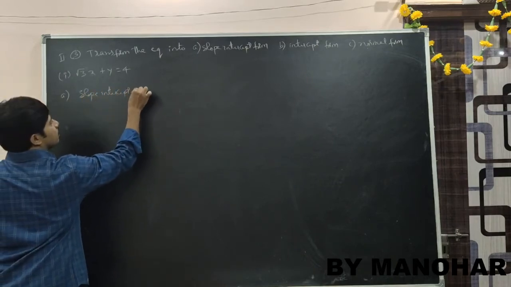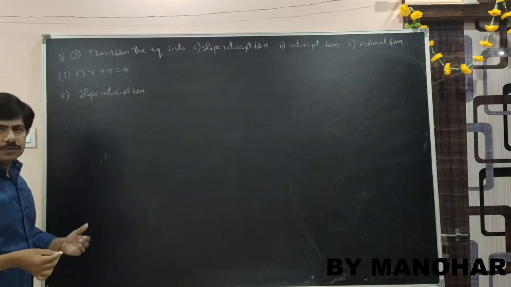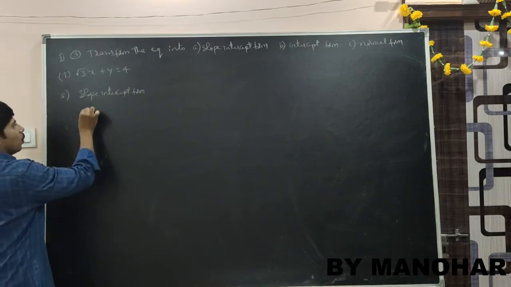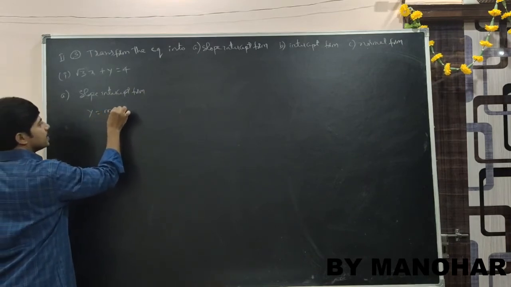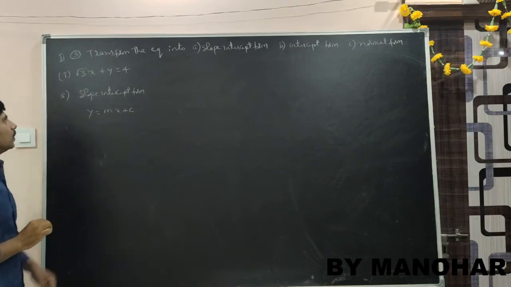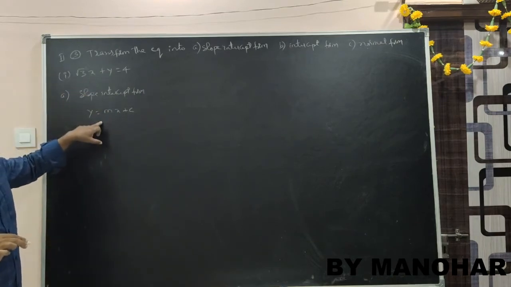Slope intercept form. So what is slope intercept form? Slope intercept form is nothing but y is equal to mx plus c. Okay. So this given equation we have to express in this form.